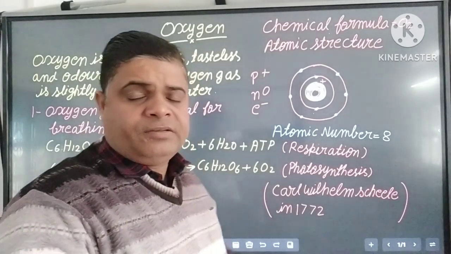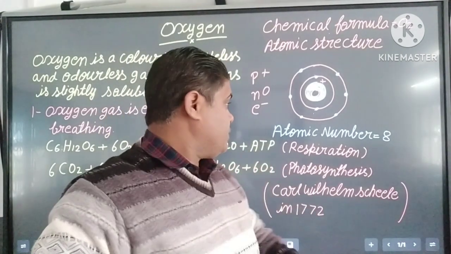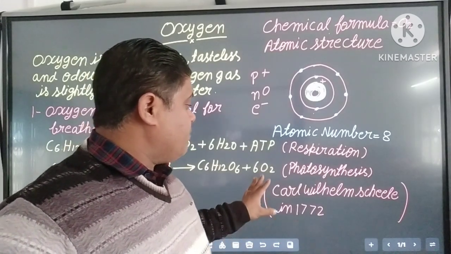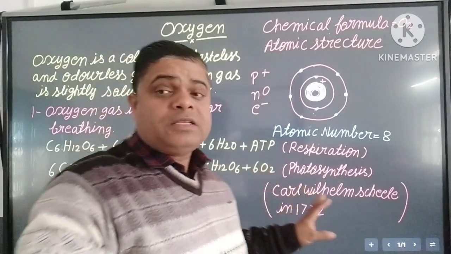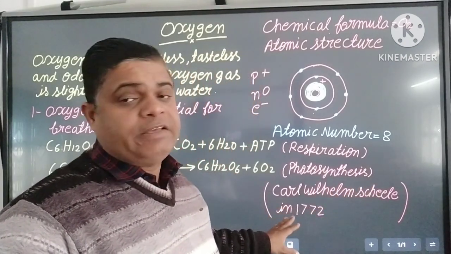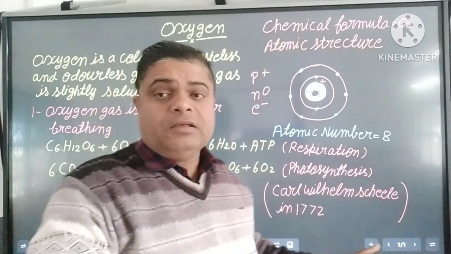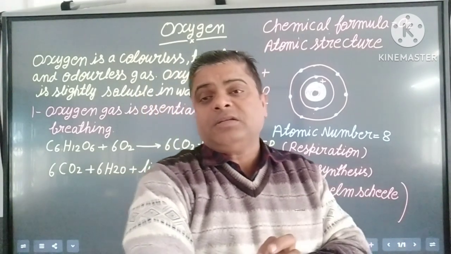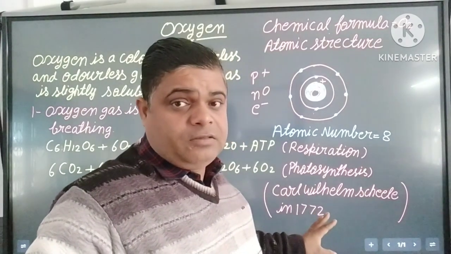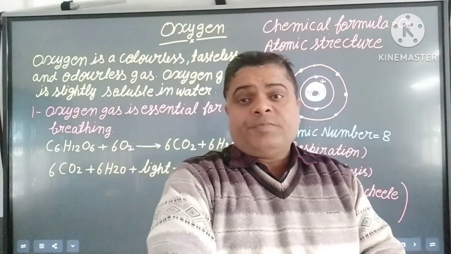Clear? We discussed this in the higher classes. Student, the atomic number is 8. And oxygen was first discovered by the scientist Carl Wilhelm Scheele in 1772. Clear? The scientist is a Swedish chemist who first discovered oxygen gas. Clear? So let's come to the topic.